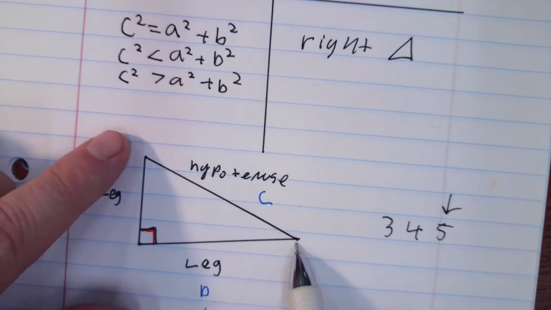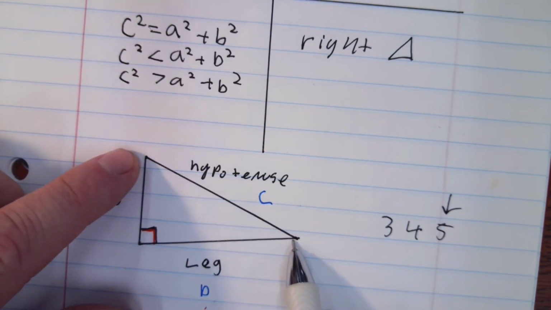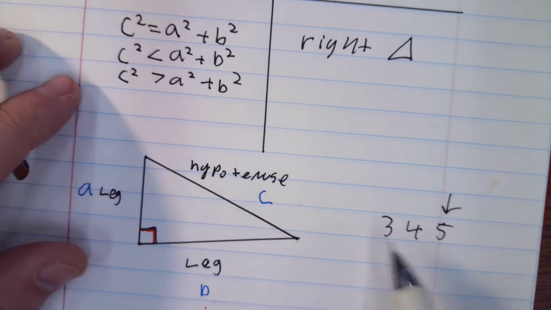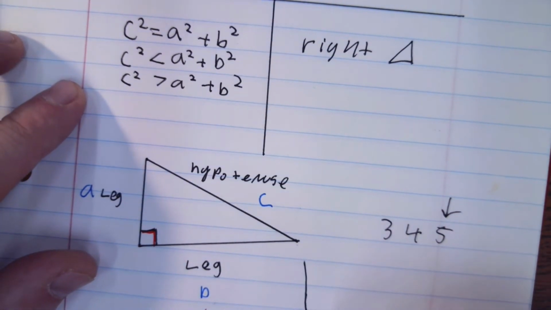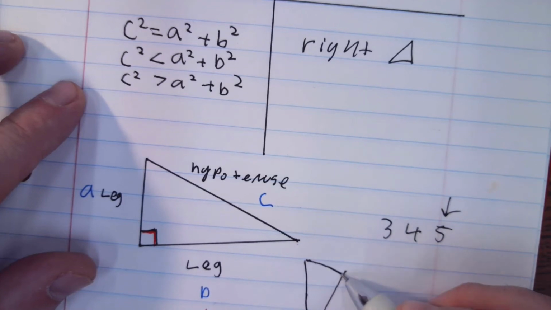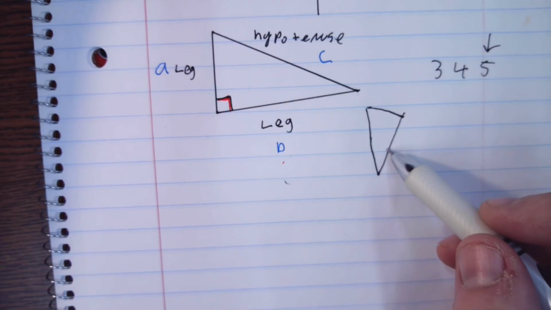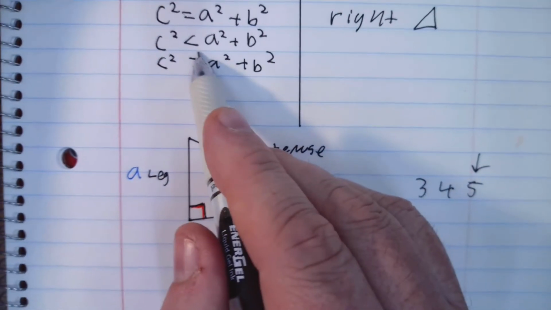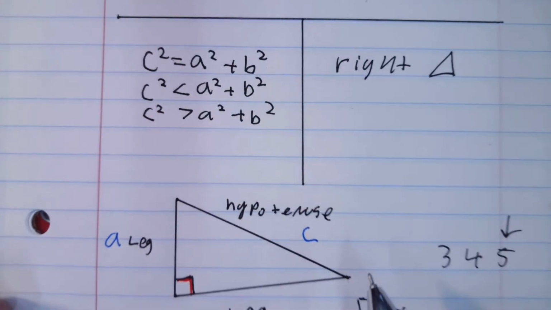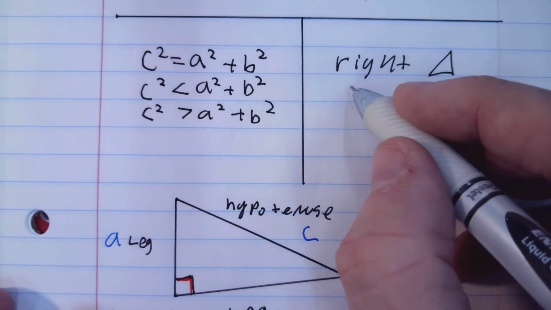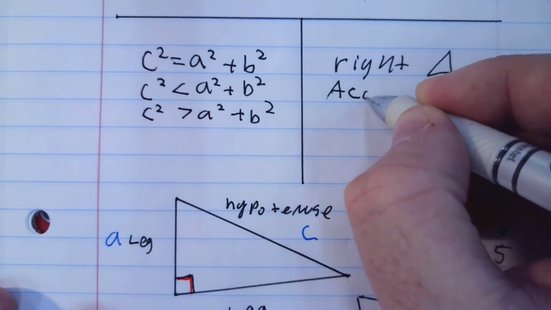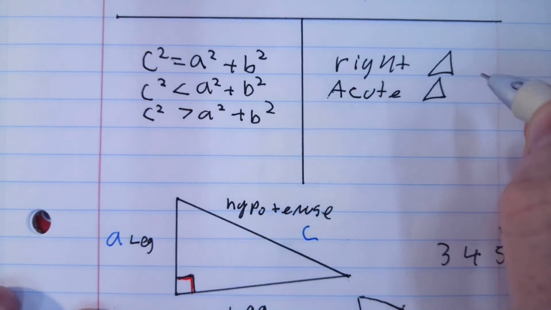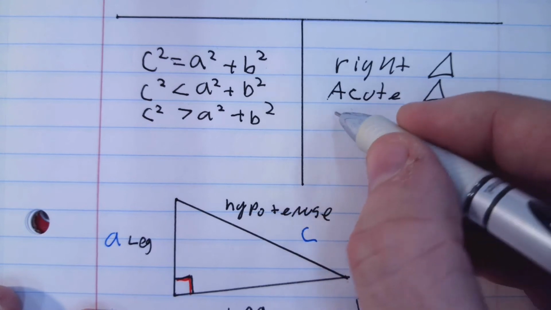So let's imagine if this line were to get shorter. What kind of angle would it be? I can just redraw this where that line is shorter. Now that line is shorter. What kind of triangle would this be? If the C squared is less than A squared plus B squared, what kind of triangle would it be? It would be an acute triangle. Which only leaves one answer for this one, which is?